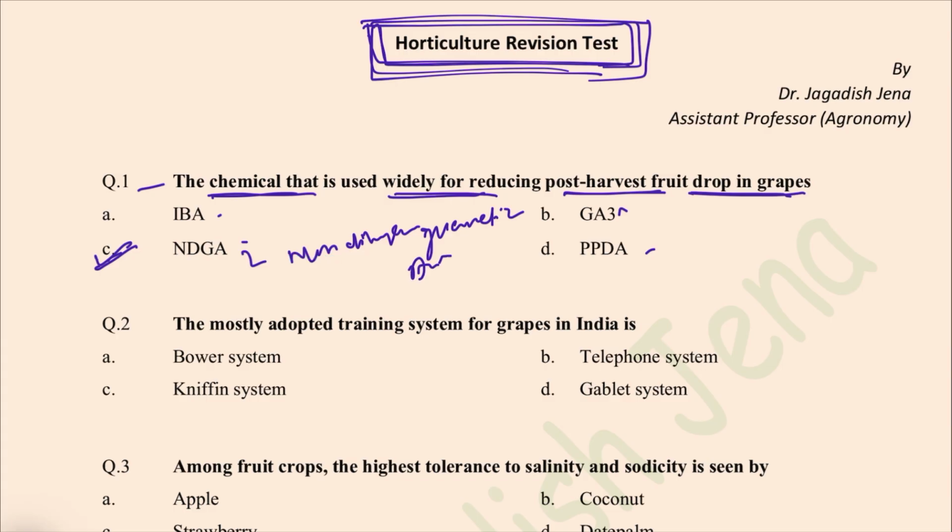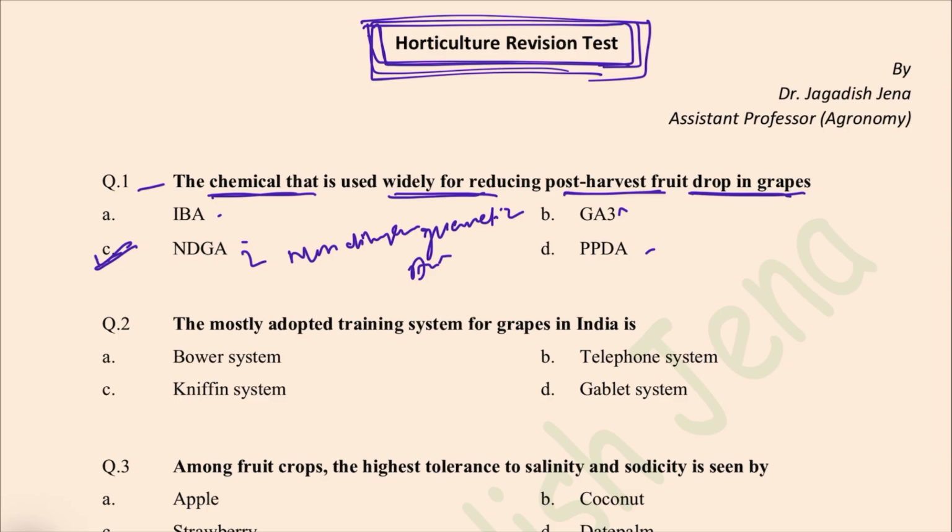This works by inhibiting the biosynthesis of ABA. When we apply NDGA, it inhibits the biosynthesis of ABA, which is crucial for the onset of berry maturation and abscission, thereby delaying this process and reducing the post harvest drop.